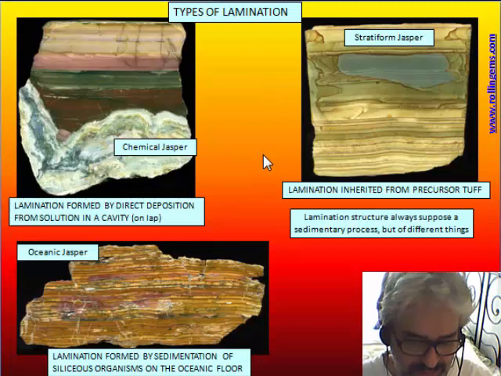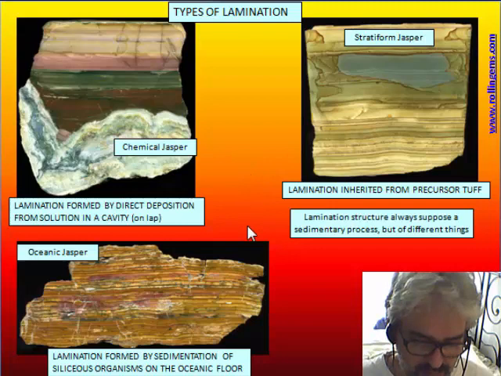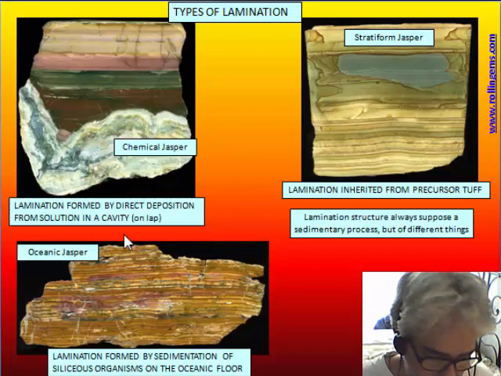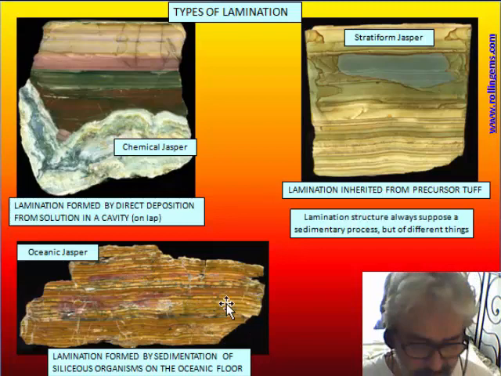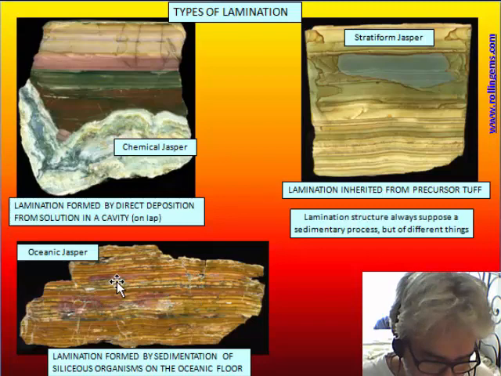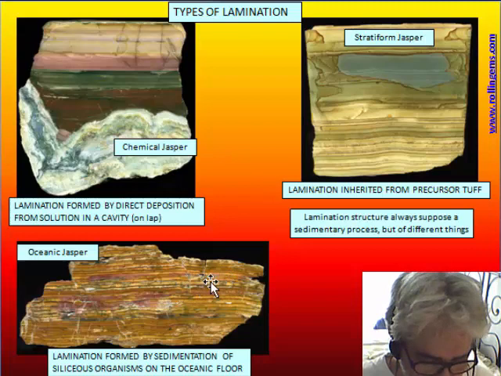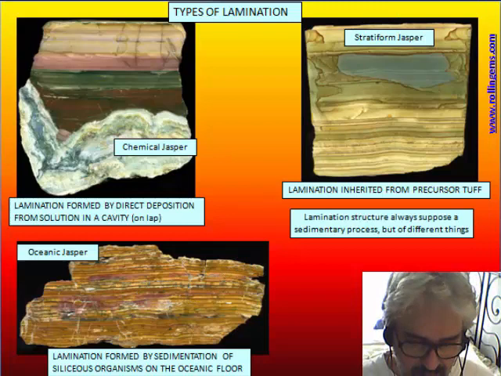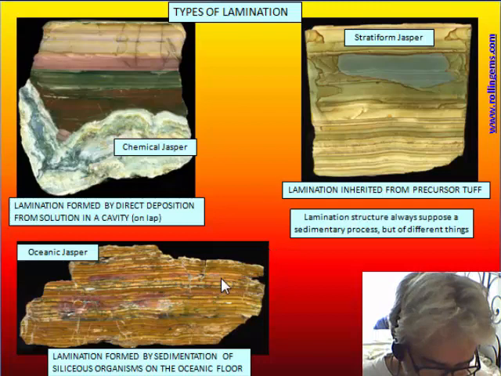But lamination is always a structure that supports a sedimentary process, but of different things. In oceanic jasper, lamination is done by sedimentation of small particles of shells of organisms made of opal. So it often appears that between the lamina, the irregularity of the lamina leaves some gaps. So it is common that there is some interface, some space between lamina and lamina.